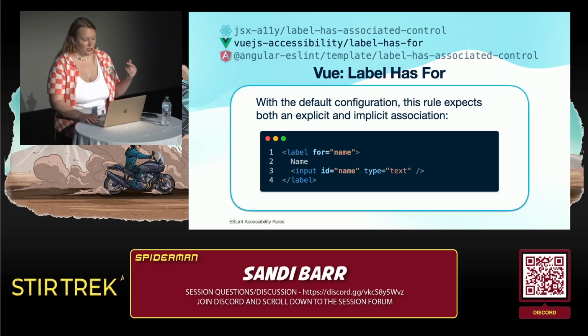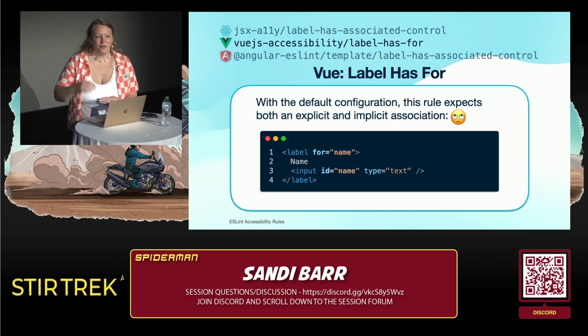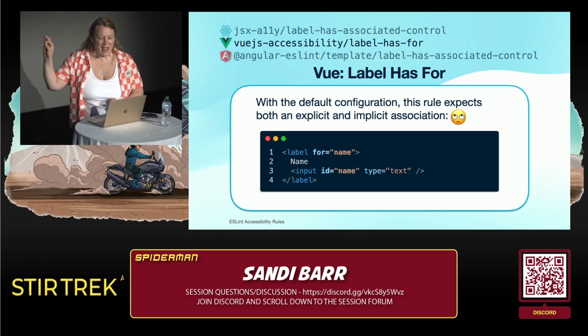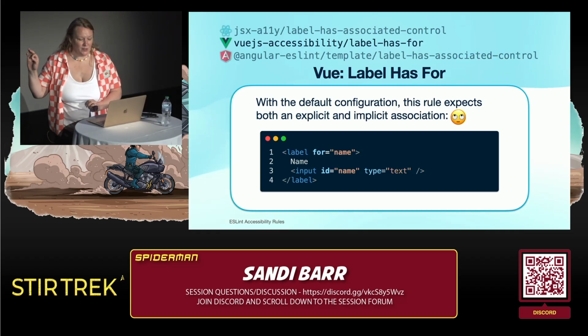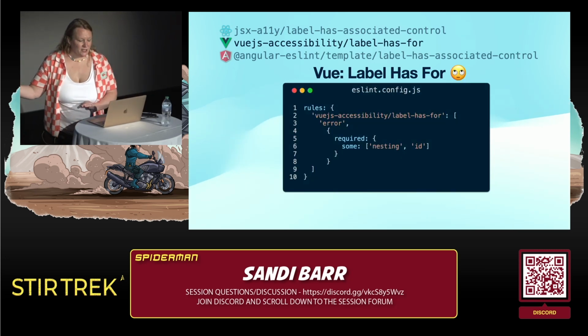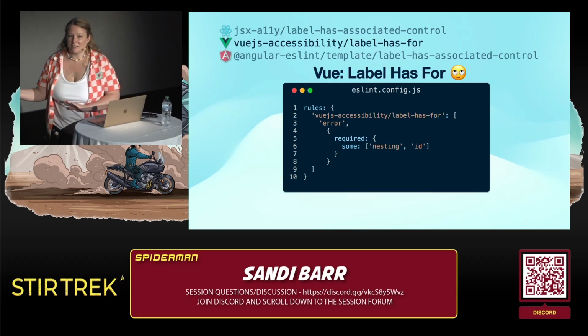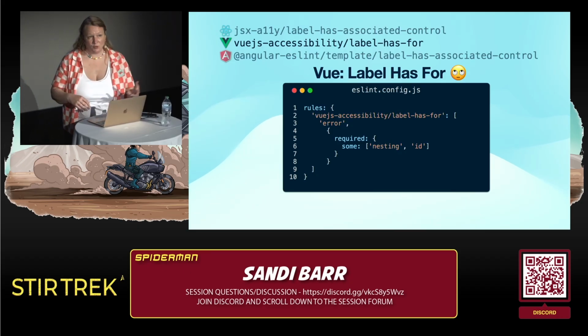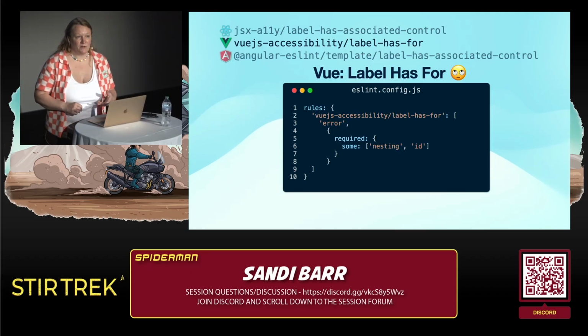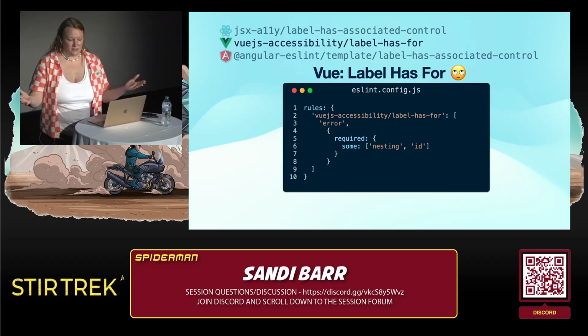Because another thing to note about this rule is that with the default configuration, it's looking for you to have both the for and ID and the nested control implicit association. But you can actually configure this to behave like the label has associated control rule, so it can just require the nesting or the for and ID, but you have to apply this configuration on top of the rule set in order to make it behave like label has associated control.